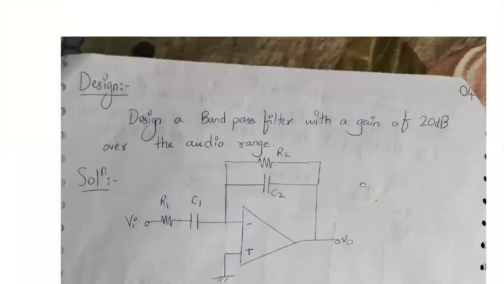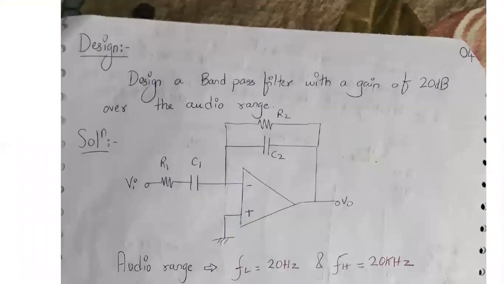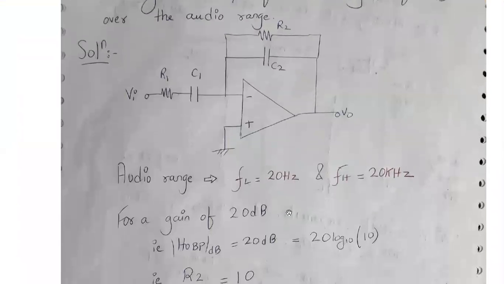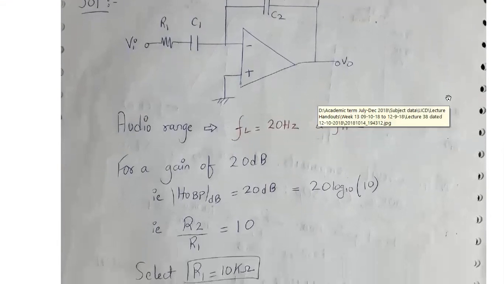Okay, so we have to design a bandpass filter with a gain of 20 dB over the audio range. So again FL and FH are 20 hertz and 20 kilohertz with a gain of 20 dB. We know the audio range is 20 hertz to 20 kilohertz, so it is very easy to write FL is equal to 20 hertz and FH is equal to 20 kilohertz. For a gain of 20 dB, HOBP of 20 dB will be 20 log to the base 10 of 10.